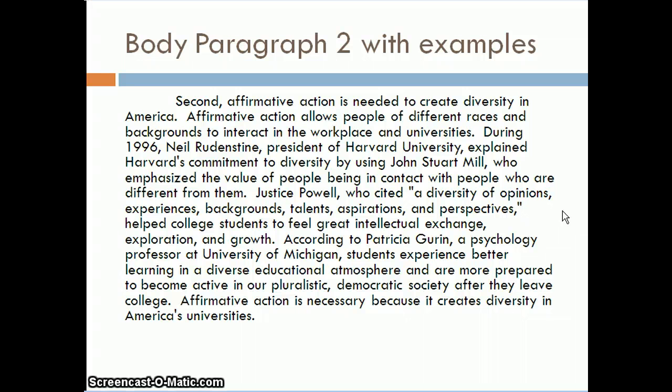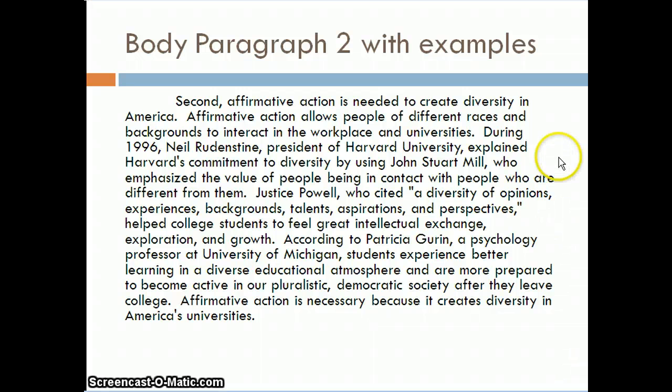According to Patricia Gurin, a psychology professor at University of Michigan, students experience better learning in a diverse educational atmosphere and are more prepared to become active in our pluralistic, democratic society after they leave college. Affirmative action is necessary because it creates diversity in America's universities.